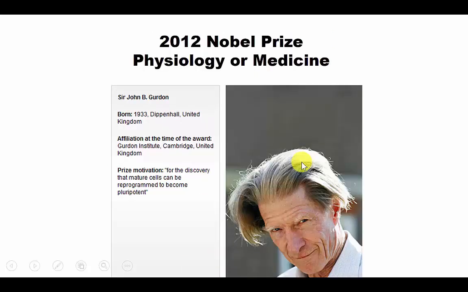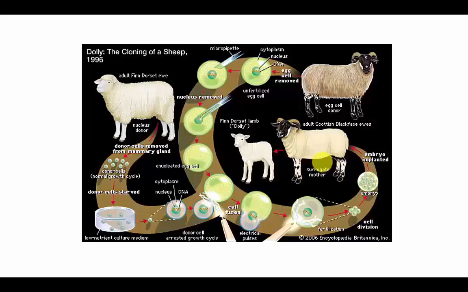In 2012, the Nobel Prize was given for reprogramming mature cells into pluripotent stem cells. The foundation of this study was developed by Dr. Gurdon utilizing frog cells. Later, it was also demonstrated that this kind of cloning method can be utilized in mammalian cells, and the famous Dolly was born in 1996. In this case, nuclear cloning was utilized.